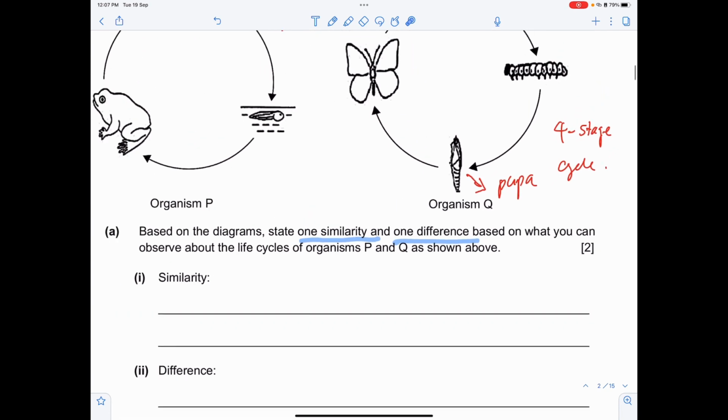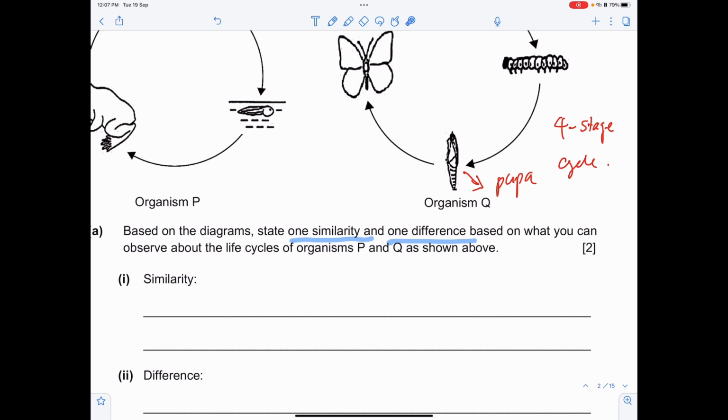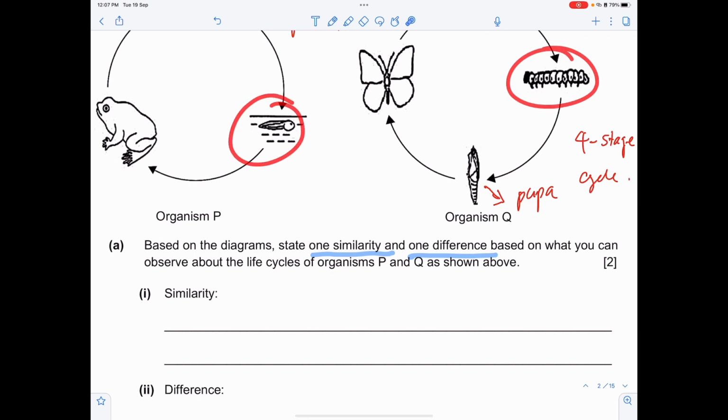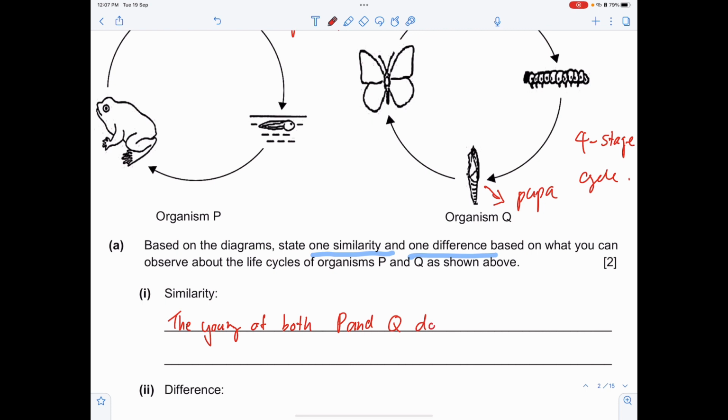So what are the similarities? The similarities will be that both the young of organism Q and P do not look like the adult. P and Q do not look like the adult.